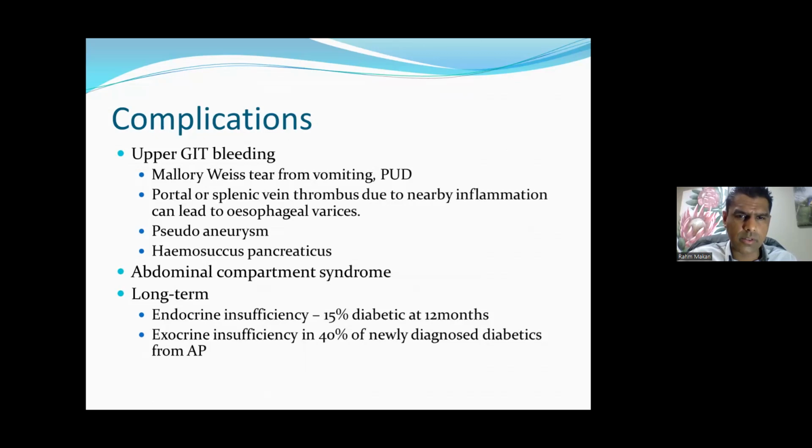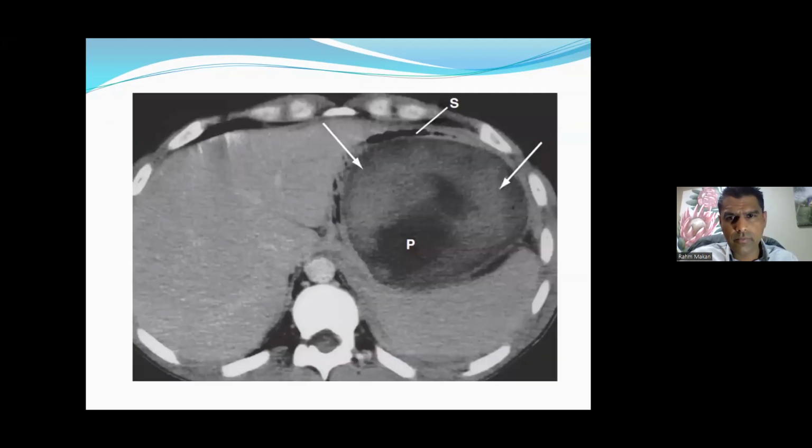And then we also spoke about the abdominal compartment syndrome. And then long-term, you can get endocrine insufficiency. So 15% of these patients can become diabetic at 12 months. And then you can get exocrine insufficiency, where 40% of those newly diagnosed diabetic patients can then have malabsorption from exocrine insufficiency.